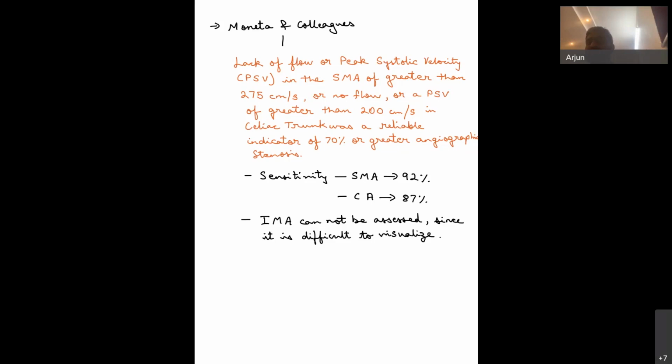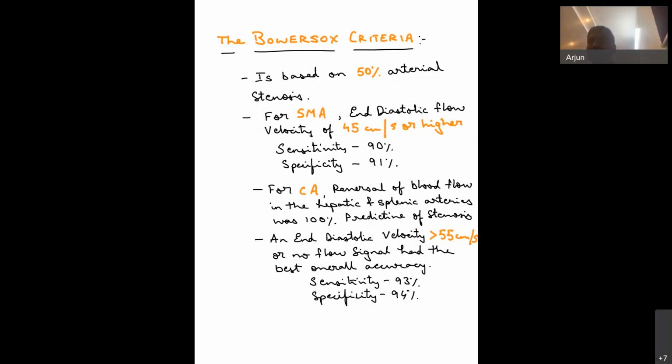The inferior mesenteric artery cannot be assessed since it is difficult to visualize while using a Doppler.